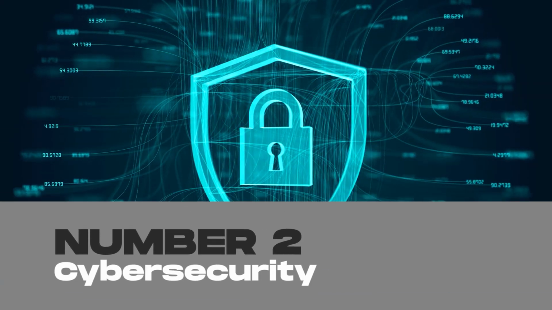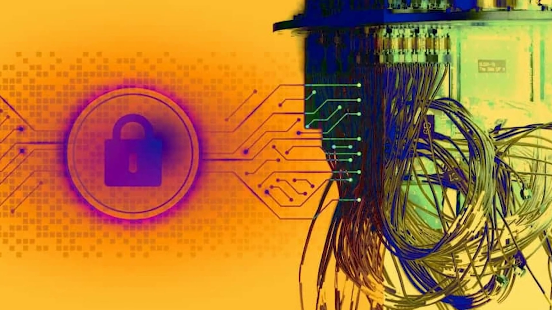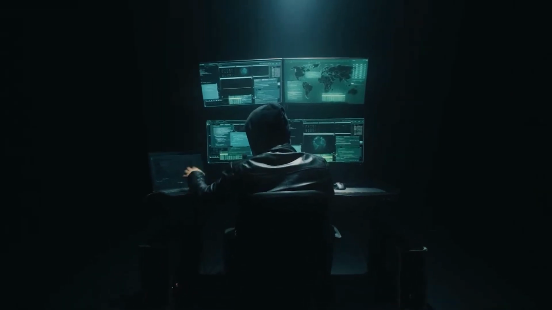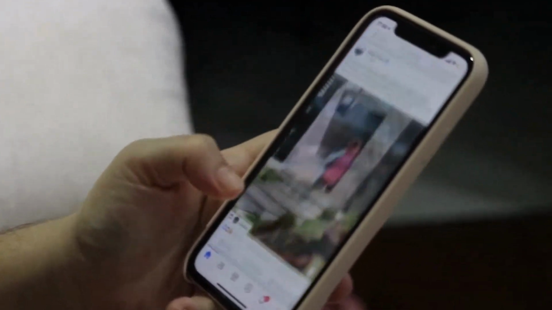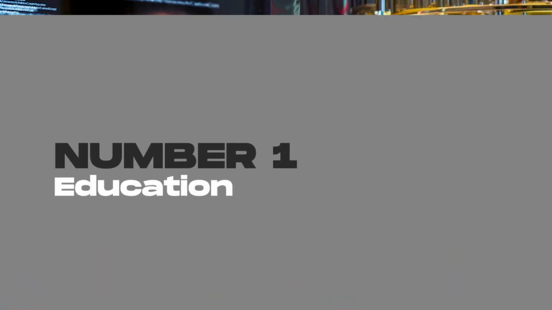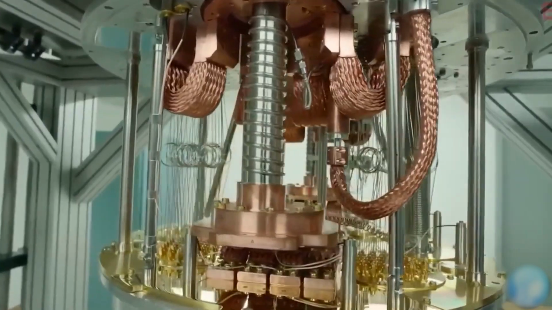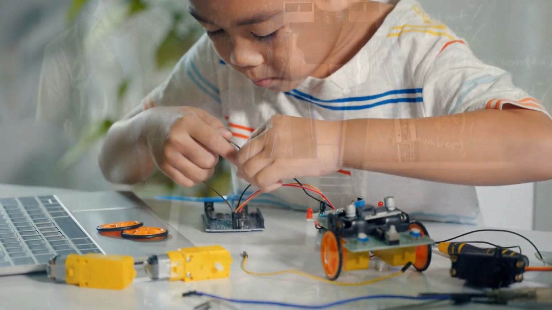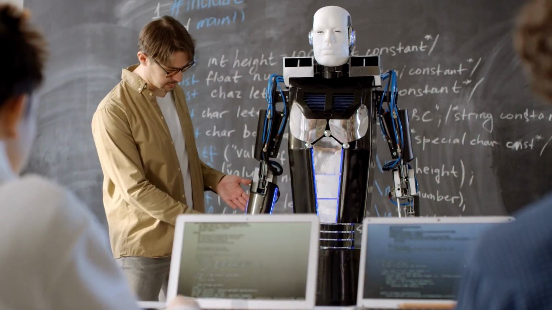Number 2, cybersecurity. In a world where our lives are increasingly digital, quantum computing could bolster cybersecurity, protecting our personal information from hackers and ensuring that our online interactions remain private and secure. Number 1, education. In the educational sector, quantum computing could personalize learning experiences, adapting to each student's needs and pace, and making learning more engaging and effective.